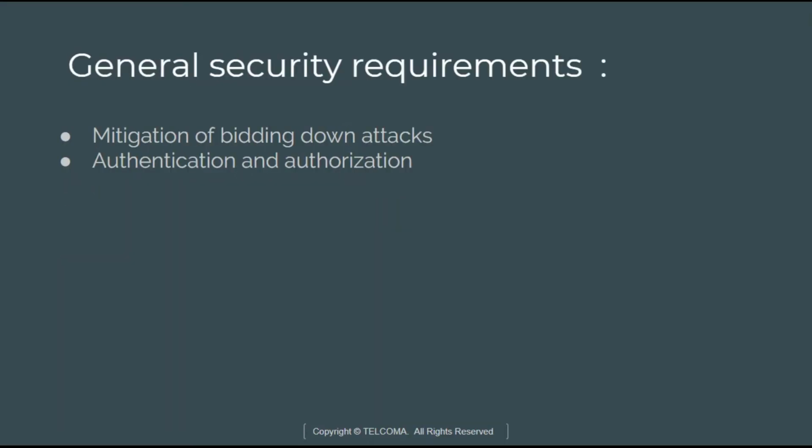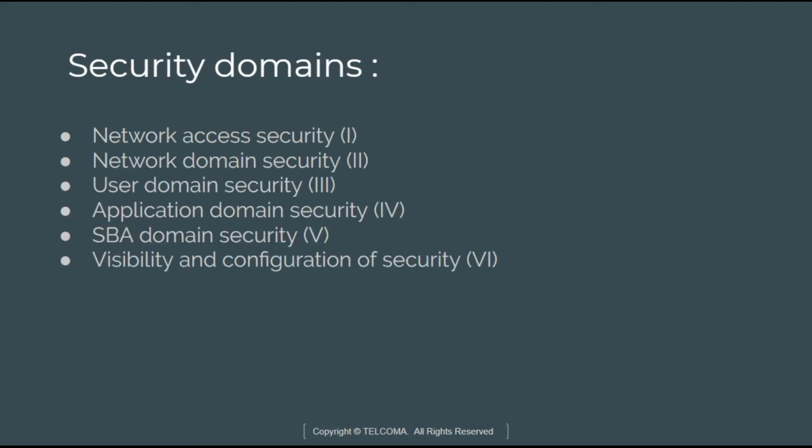So we have some general security requirements. Before that, we have SEPP, which is Security Edge Protection Proxy. It is also a security entity at the perimeter of the 5G core network. What are the entities? We have AUSF, which is Authentication Server Function, ARPF, Authentication Credential Repository and Processing Function, SIDF, Subscription Identifier De-concealing Function, and SEAF, which is Security Anchor Function.